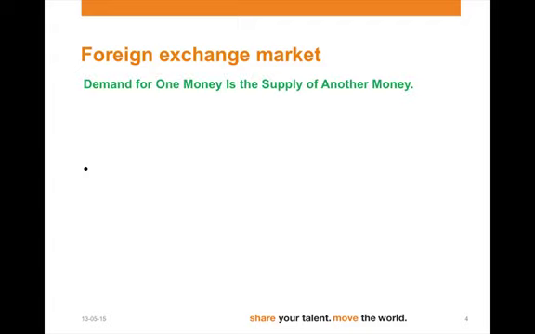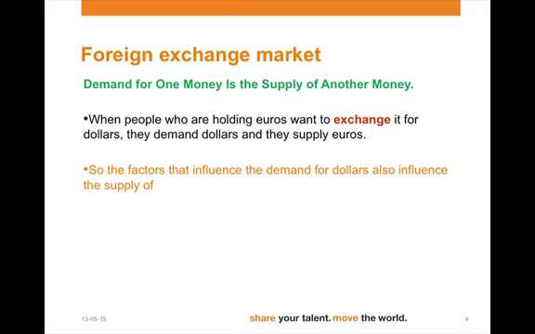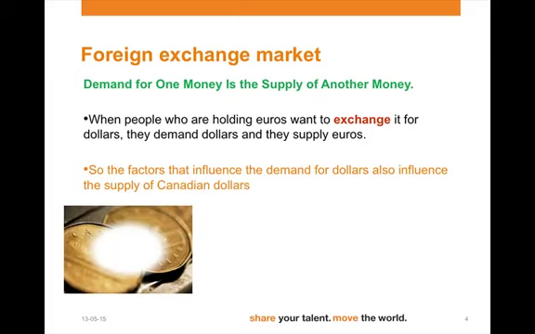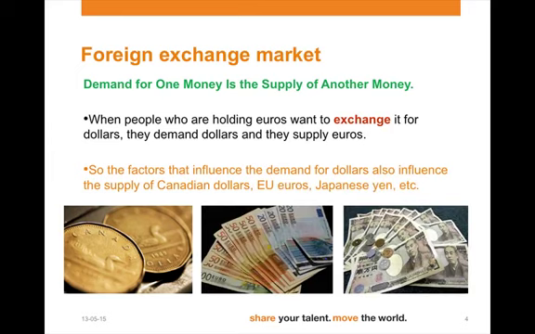Please be aware that demand for one money is the supply of another money. When people are, for example, holding euros and they want to exchange it for dollars, they demand dollars and they supply euros. So factors that influence the demand for dollars will also affect the supply of others, like the Canadian dollar, the euro, the Japanese yen, etc.